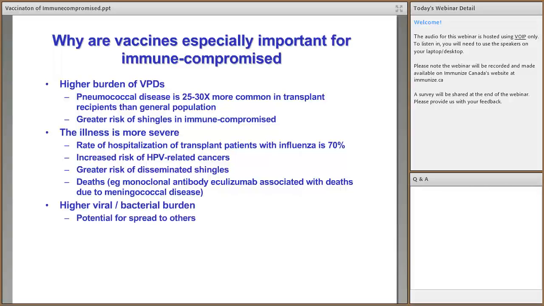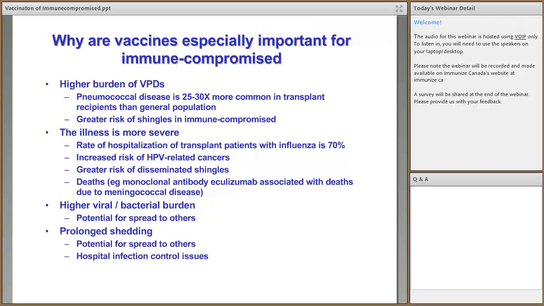There's also a higher viral or bacterial burden. So immunocompromised persons have the potential for spreading whatever they've caught to others. There's also prolonged shedding, so again, there's this continued potential for spreading diseases to others. This also leads to hospital infection control issues. And finally, we have no proven treatments for some vaccine-preventable diseases like measles, mumps, or rubella. There are no antivirals that are known to work against these. So vaccination then becomes our first line of defense.